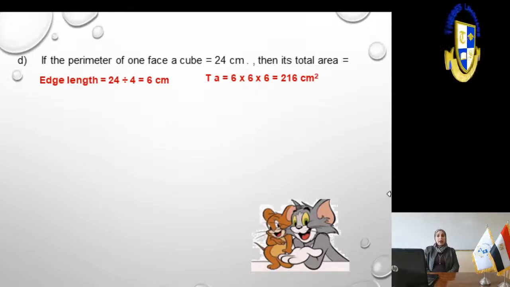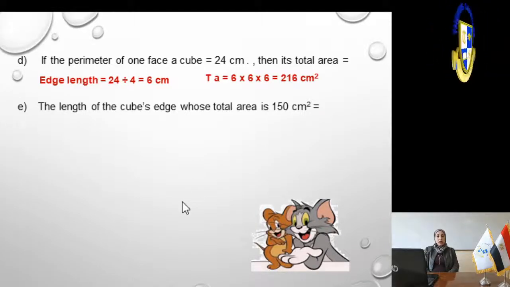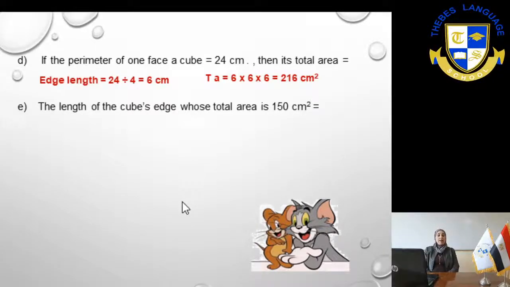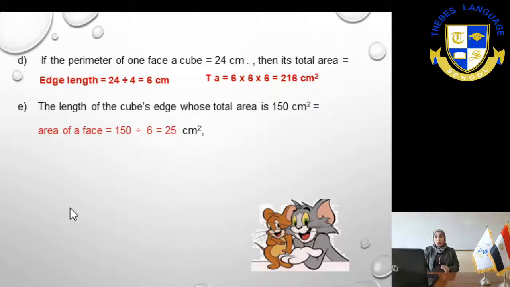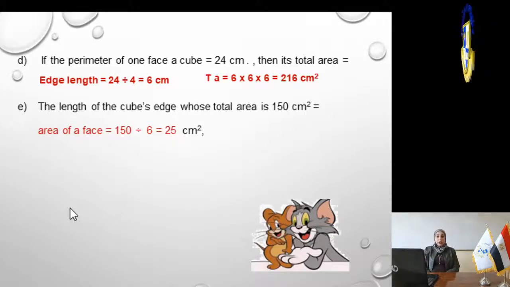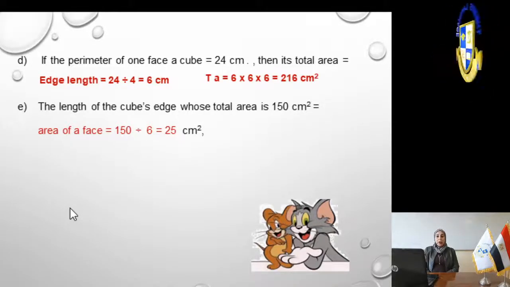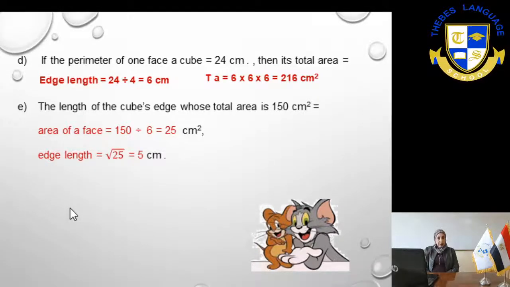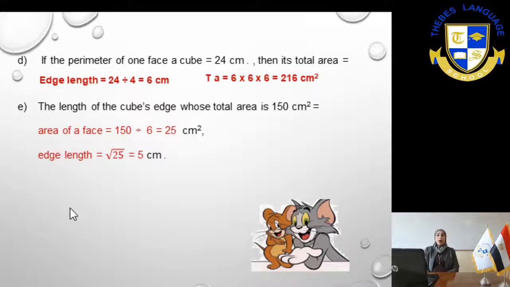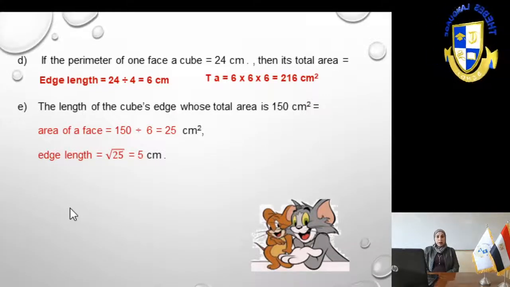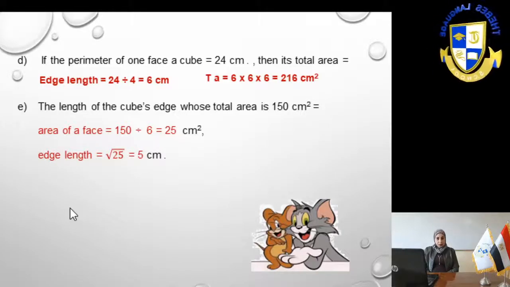Letter E, the length of the cube's edge whose total area is 150 centimeters squared. I have here the total area. So I'll start by dividing it by 6 to have the area of one face. So it will be 150 divided by 6 equals 25 centimeters squared, which is the area of one face. Now, to calculate the edge length, it will be the square root of the area of one face. It will be the square root of 25 equals 5 centimeters.